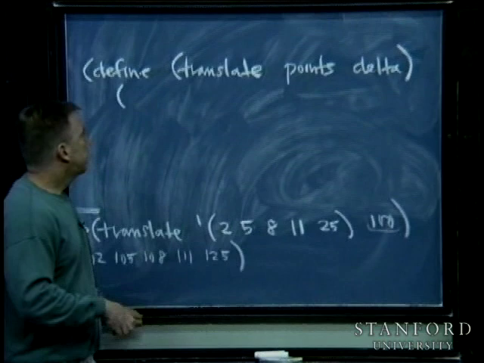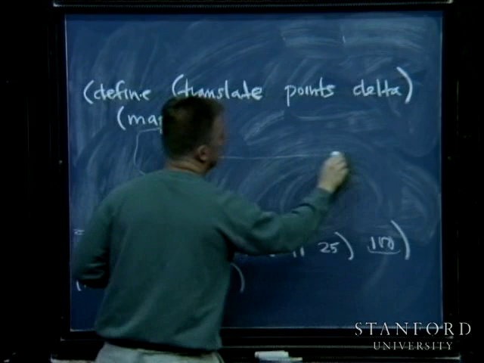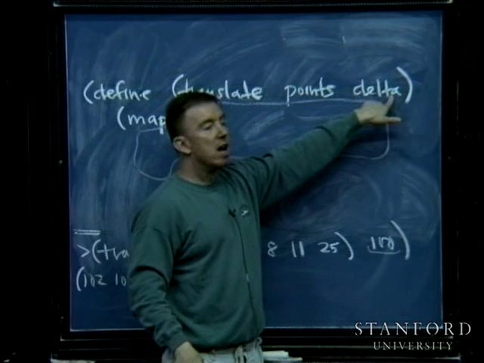So I kind of want to map something right there. I'll just put this big placeholder. And that's supposed to be the function that somehow figures out how to add this number to every single element inside points.